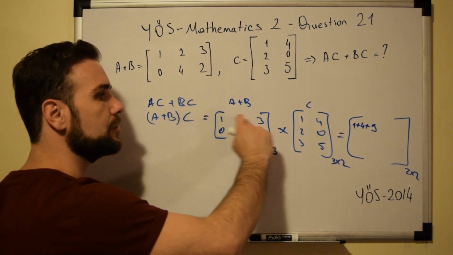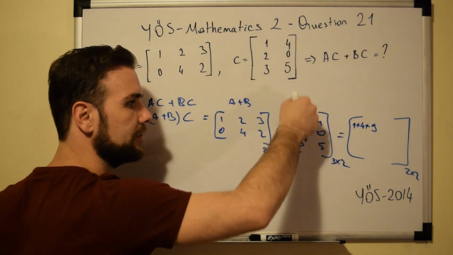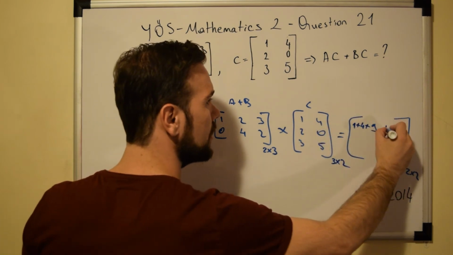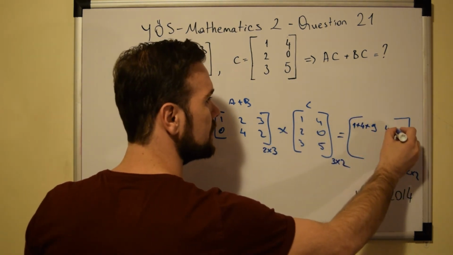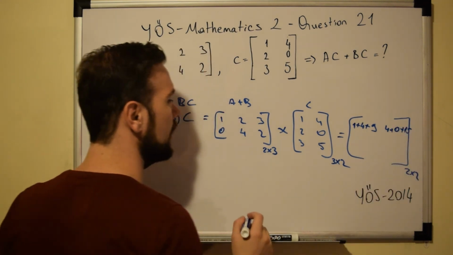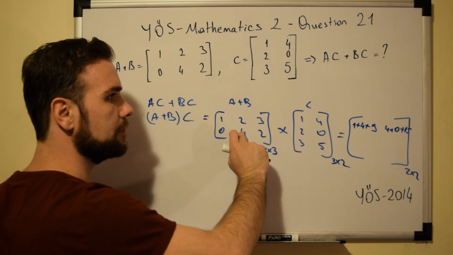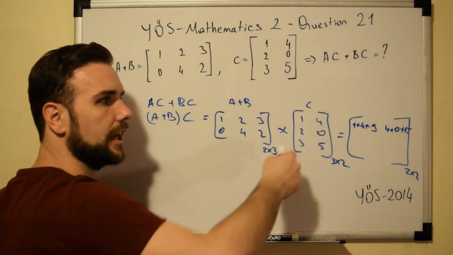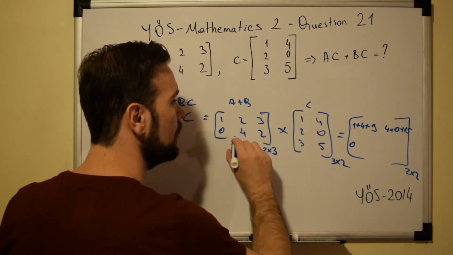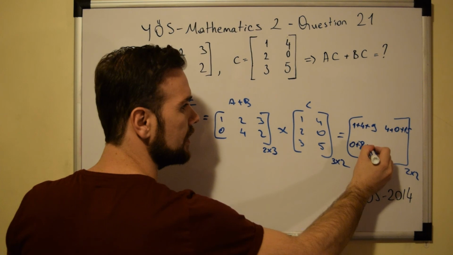Again, the first horizontal line of matrix A, now we will multiply it with the second vertical line of matrix C. So we have 1 times 4, it's 4. 2 times 0, it's 0. 3 times 5, it's 15. Now, we multiply the second horizontal line of matrix A plus B by the first vertical line of matrix C. So we have 0 times 1, it's 0. 4 times 2, it's 8. 2 times 3, it's 6.